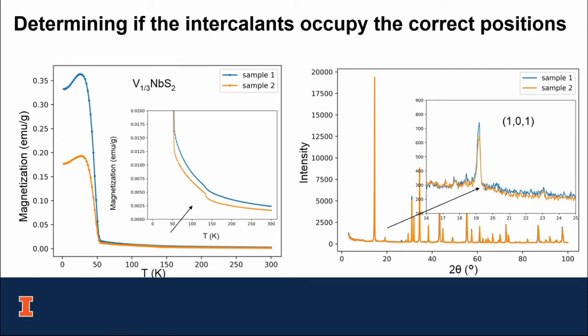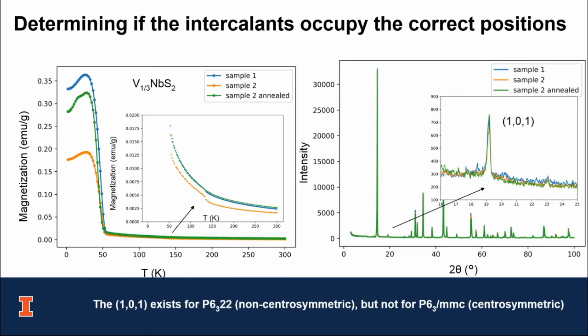I want to emphasize that this is a real correlation. If we anneal sample 2 again, such that the high temperature transition is suppressed, we see the 101 Bragg peak increases. So by comparing with the centrosymmetric space group, we know that the 101 Bragg peak is a signature for inversion symmetry breaking. So we associate the high temperature transition with the disordered case of the intercalates.